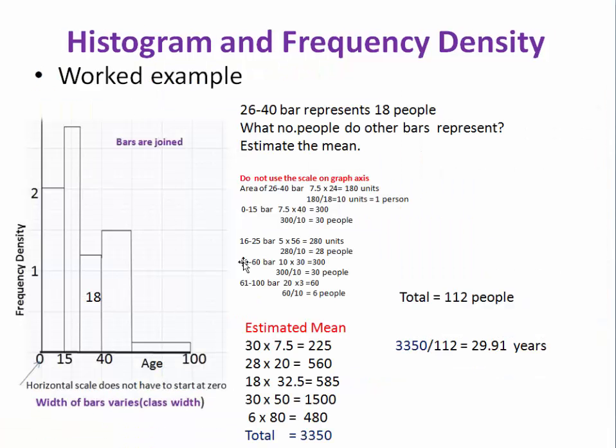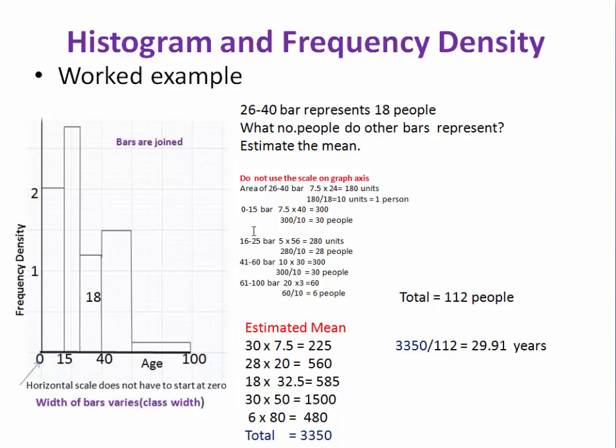So we found that the area of the bar that we were given here between 26 to 40 was 7.5 times 24 units. That was 180 units. Divided by 18, we got that 10 units is one person. Do that for each bar.